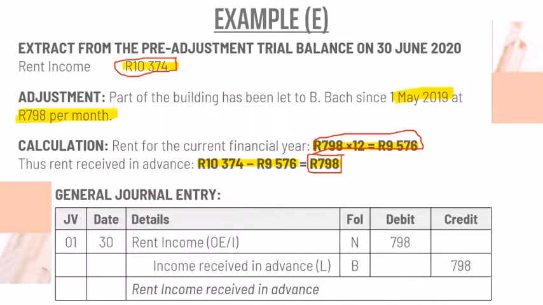Where do we do this? In the GJ, you debit rent income because we need to decrease it. That value is already received for the next financial period. Credit income received in advance, which is a liability for the business, and you say rent income received in advance.